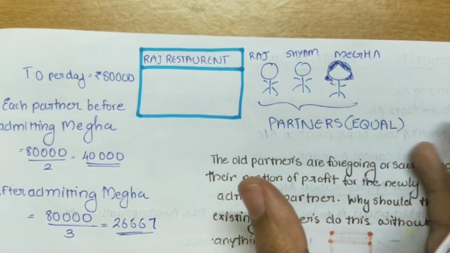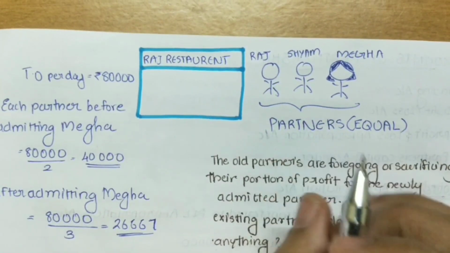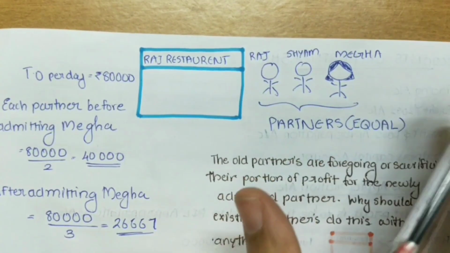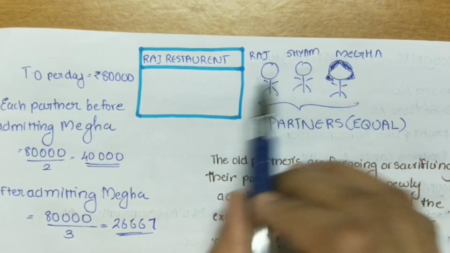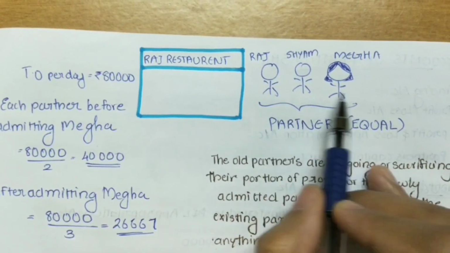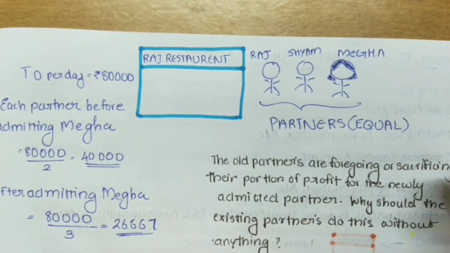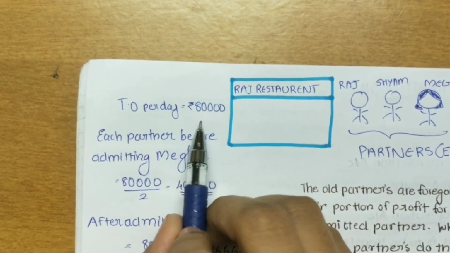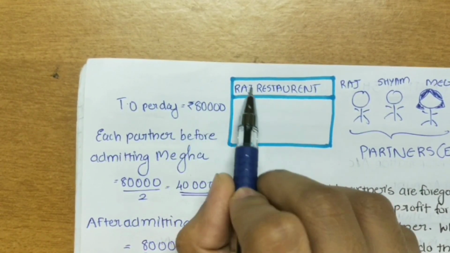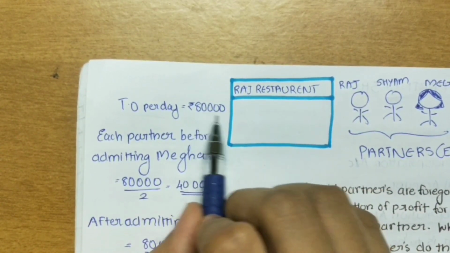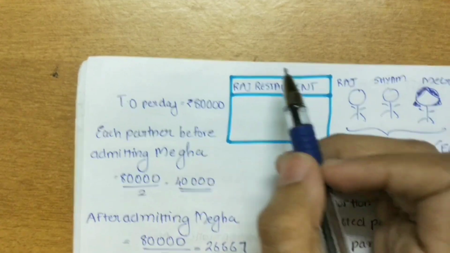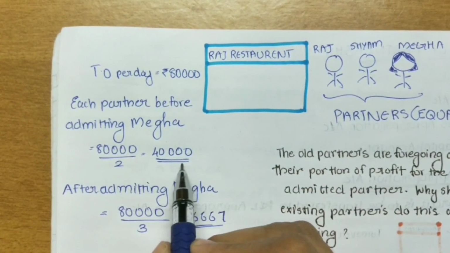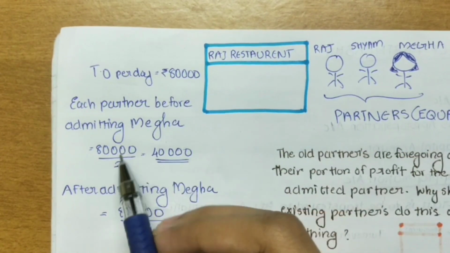But let's suppose Megha comes to Raj restaurant and tells them about her interest in joining them as a partner. Raj and Shyam supported her, and they admitted her as a new partner. Raj and Shyam were actually equal partners before the arrival of Megha. They were sharing profits and losses in the equal ratio, that is 1:1. After Megha's admission, they decided to remain equal partners at 1:1:1.